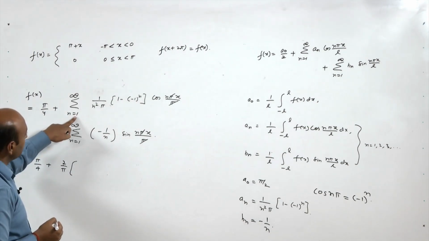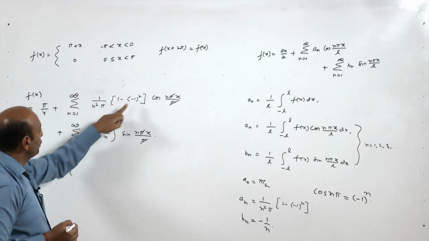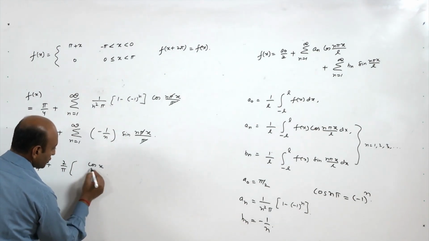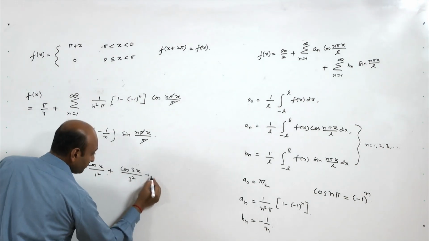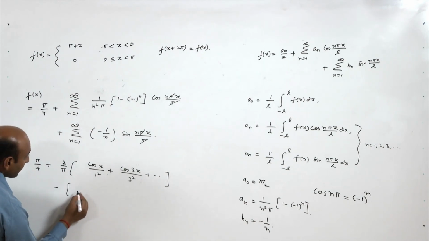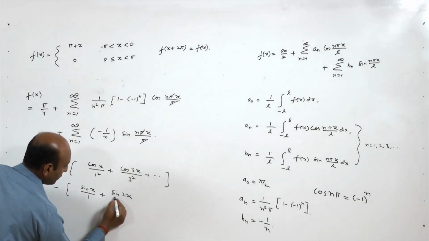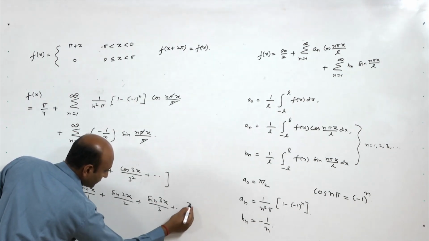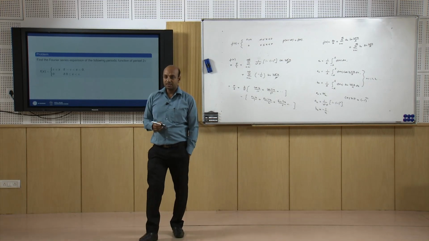So, when you substitute n as 1, it is 2, so 2 I am taking outside, pi I am taking outside. So, it is cos x upon 1 square plus cos 3x upon 3 square and so on, and minus it is sin x upon 1 plus sin 2x upon 2 plus sin 3x upon 3. So, this will be the Fourier series representation of this function f x.